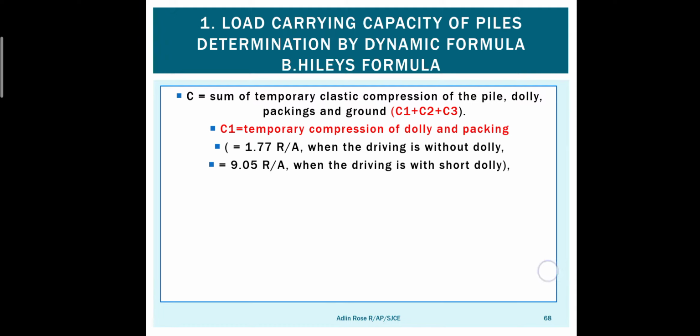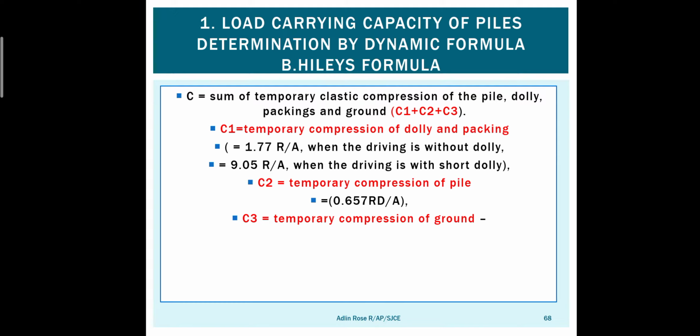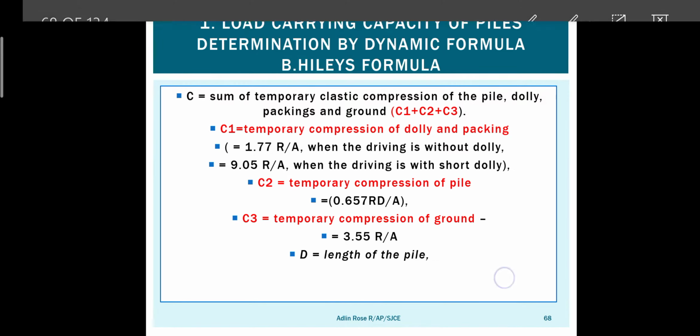Then C3 is the compression of the ground while driving the pile, and that is given by the formula 3.55 R by A. Here R D. In C2, we have the formula 0.657 RD by A. Here D is the length of the pile.